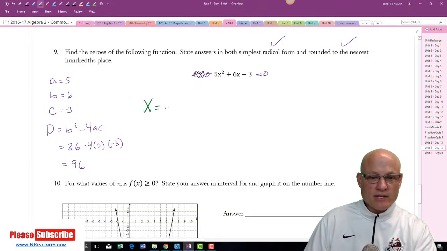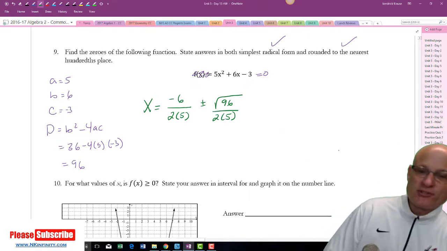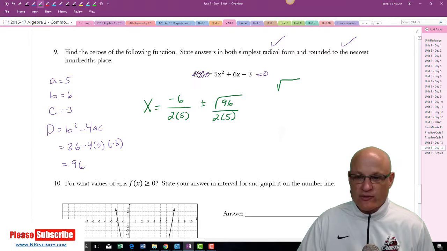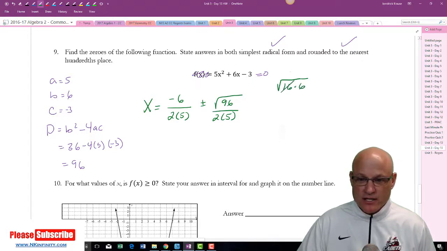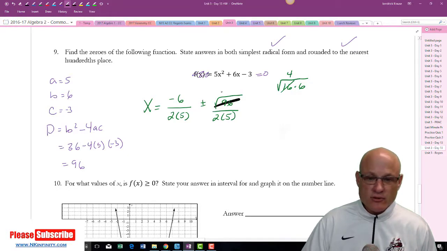All right, so I'm almost done, actually. X equals negative B, negative 6, over 2 times 5, plus or minus the square root of 96 over 2 times 5. Now notice I leave it as 2 times 5 because I know that I'm going to have to simplify this square root of 96. Now if you did it correctly, you ended up with 16 times 6. And the square root of 16 is 4. So this really becomes 4 square roots of 6.